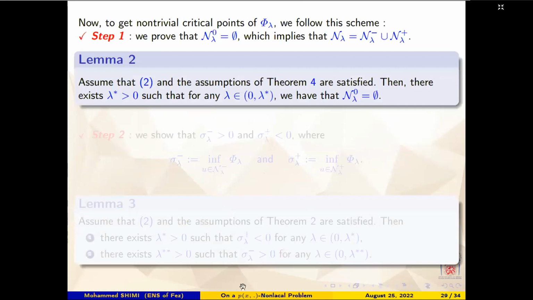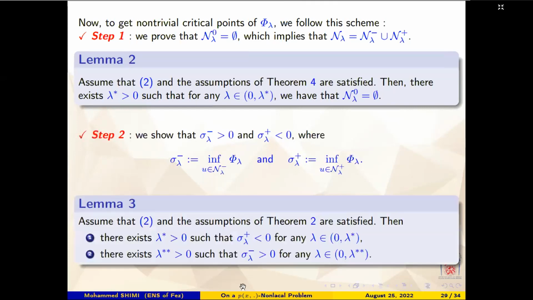Now, to get non-trivial critical points of phi lambda, we follow this scheme. In the first step, we prove that N lambda 0 equals the empty set, which implies that N lambda equals the union of N lambda minus and N lambda plus. So if we assume that assumption 2 and the assumption of theorem 2 are satisfied, then there exists a positive constant lambda star such that for any lambda belonging to (0, lambda star), we have that N lambda 0 equals the empty set.